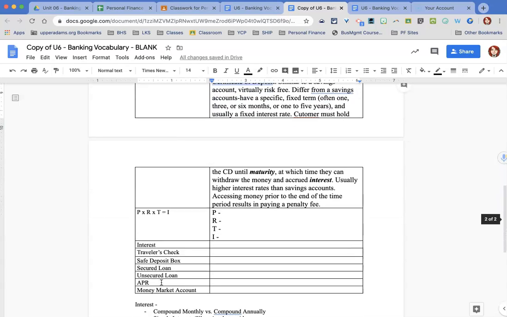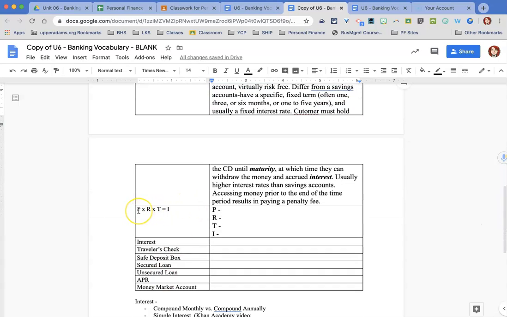All right, there's a math equation that you must learn, which is P times R times T equals I, where the P stands for principal, R stands for rate, T stands for time, and I, interest. Okay, so principal times rate times time gives you your interest.